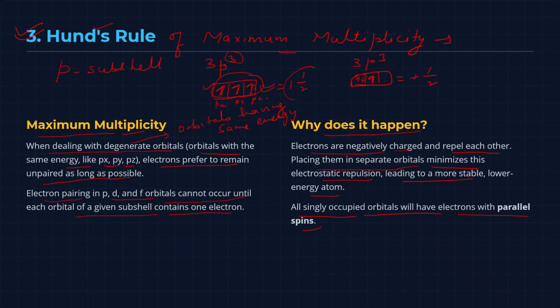So where is the maximum multiplicity? In this type of configuration. So we will prefer this arrangement as compared to this arrangement. So this is the correct way of writing the electronic configuration, which Hund's rule has explained. This is Hund's rule of maximum multiplicity, which shows that electron pairing in orbitals of the same energy will not take place until each orbital is singly filled, or until each orbital is filled with a single electron with parallel spins. So this is our third rule.